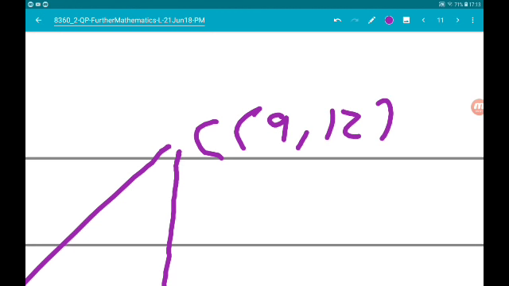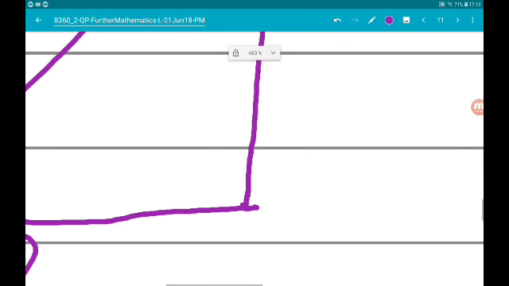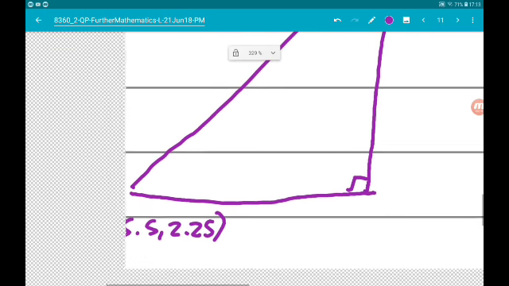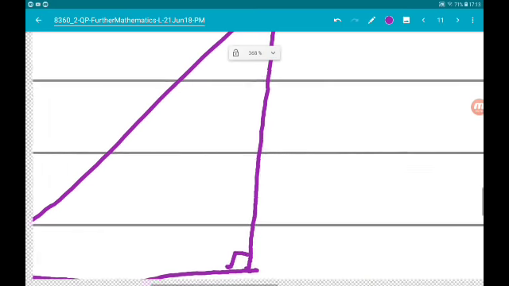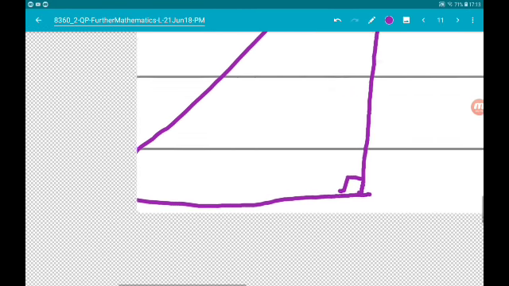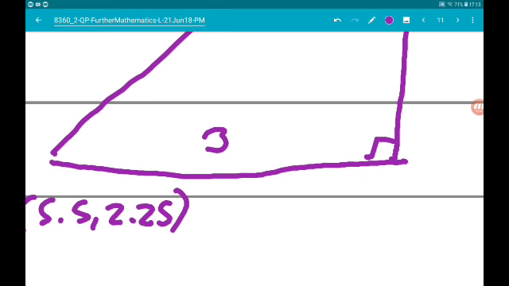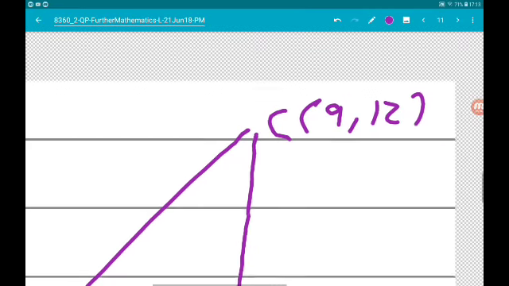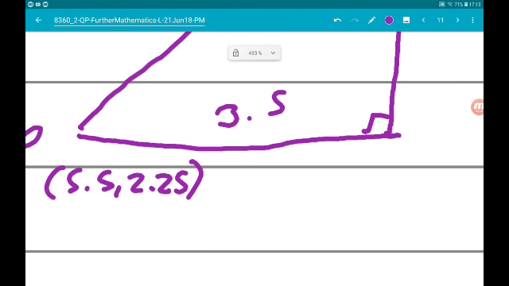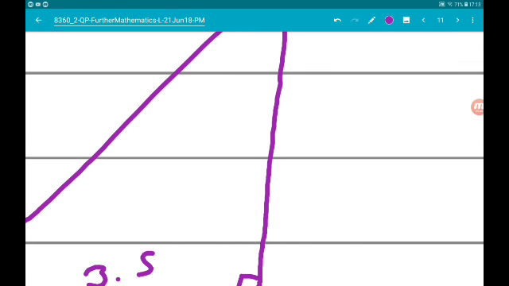Now what we need to do is, this is a right angle triangle, so if we work out the height and the length, we can then use Pythagoras. So the length is from 5.5 up to 9, so 9 minus 5.5 is 3.5. And the height is 2.25 up to 12. 12 minus 2.25 is 9.75.